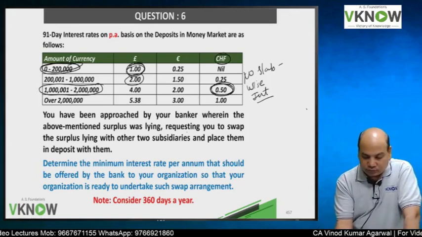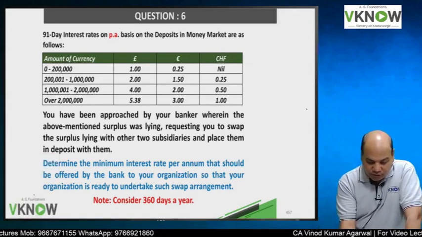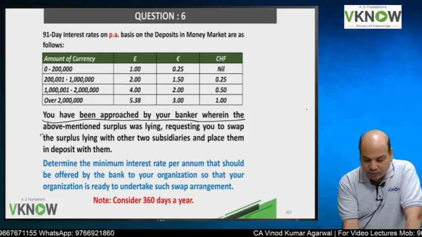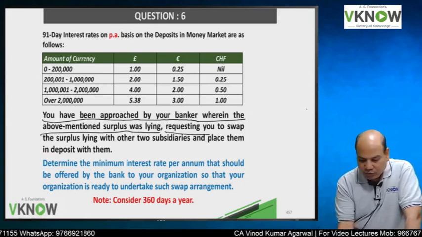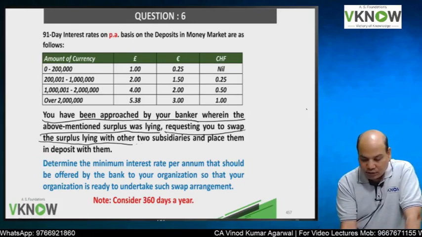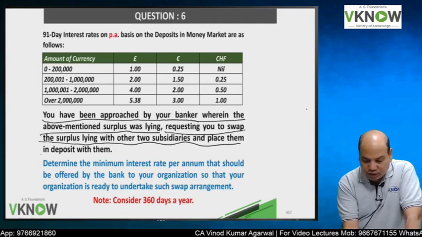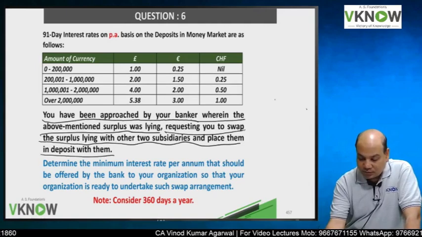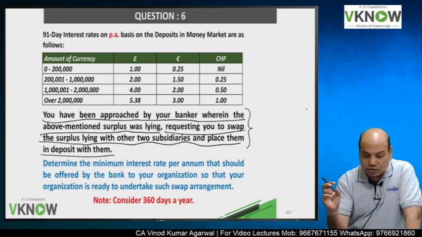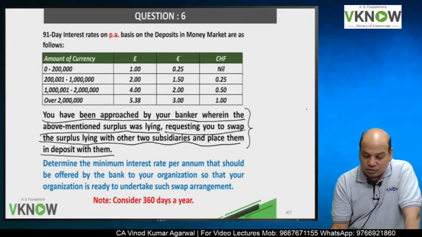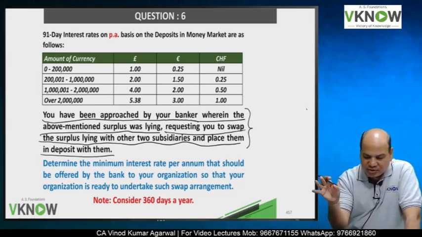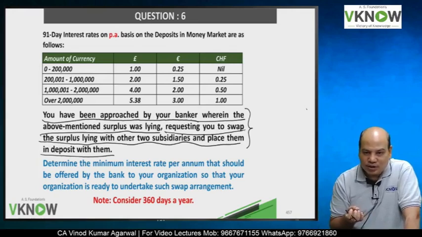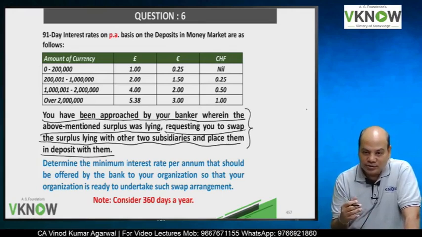Next line. Very good question for checking the knowledge of a student. You have been approached by your banker, wherein the above-mentioned surplus was lying, requesting you to swap the surplus lying with the other two subsidiaries and place them in deposit with them. So one bank has come. Bankers are very smart. They found that you have got so much surplus. So they are telling you, don't keep money with the Amsterdam and Switzerland subsidiaries. Bring the money into your country, that is UK, and invest with us.